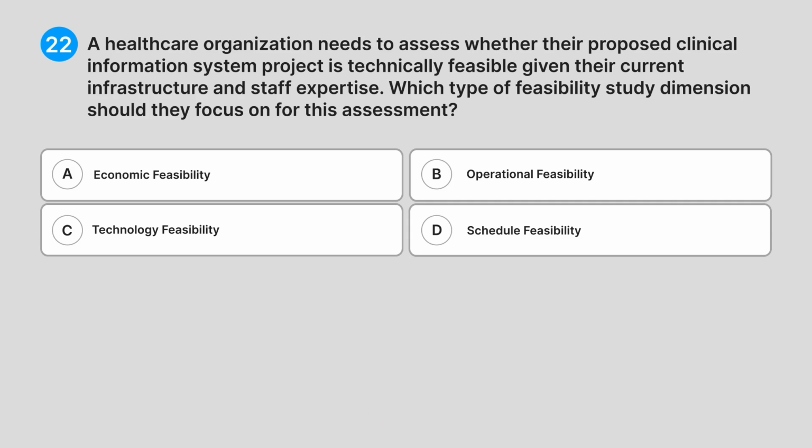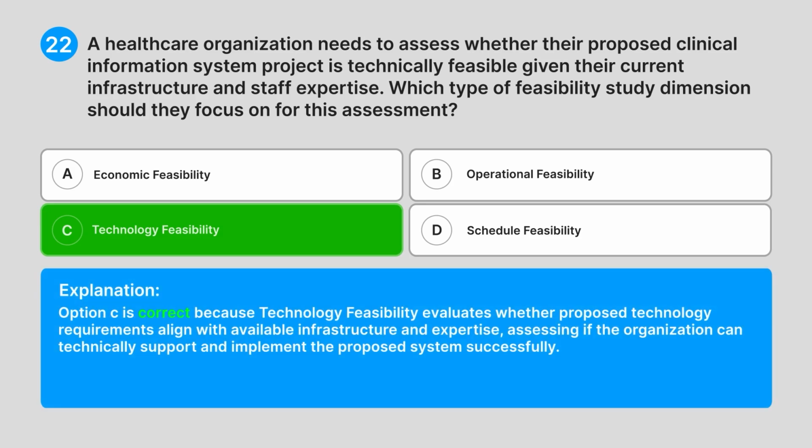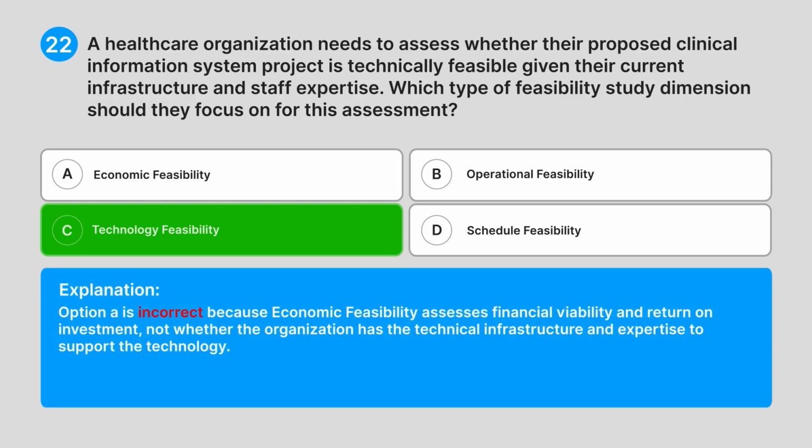Correct answer, C. Technology feasibility. Explanation. Option C is correct because technology feasibility evaluates whether proposed technology requirements align with available infrastructure and expertise, assessing if the organisation can technically support and implement the proposed system successfully. Option A is incorrect because economic feasibility assesses financial viability and return on investment, not whether the organisation has the technical infrastructure and expertise to support the technology.